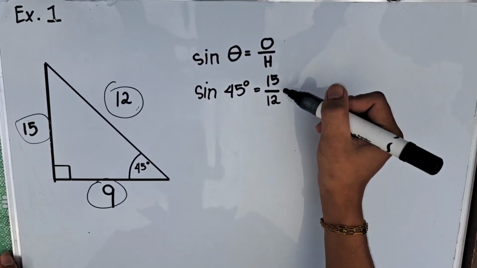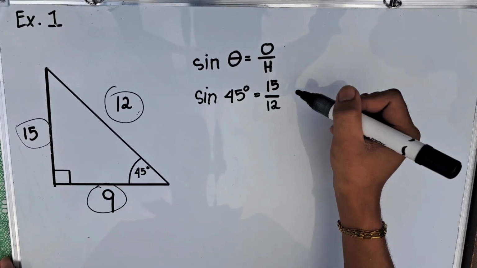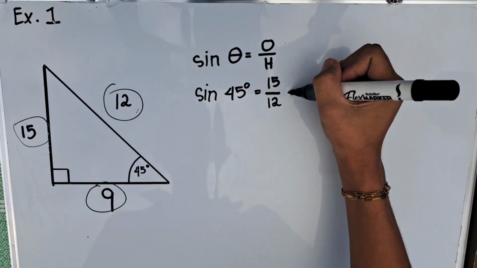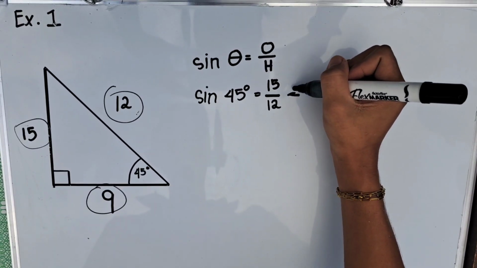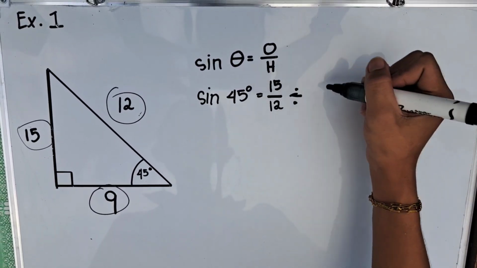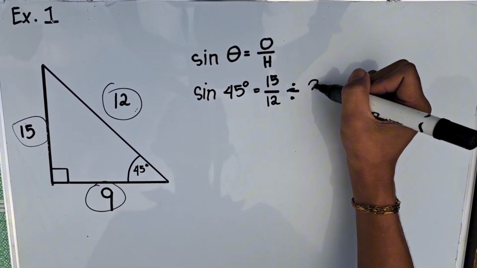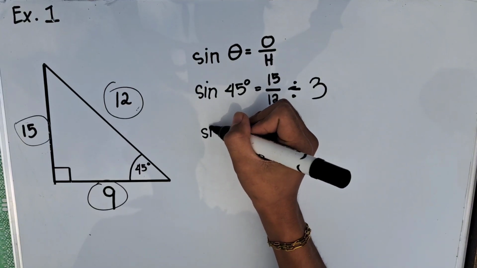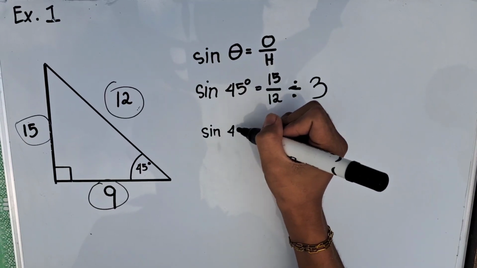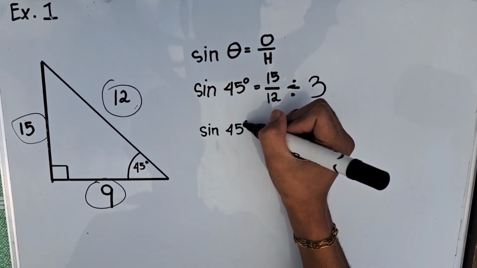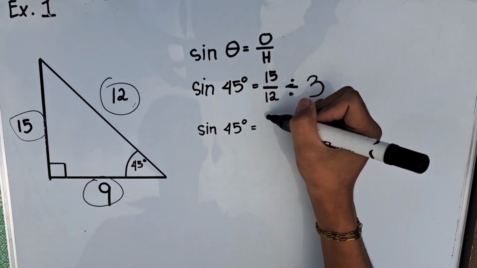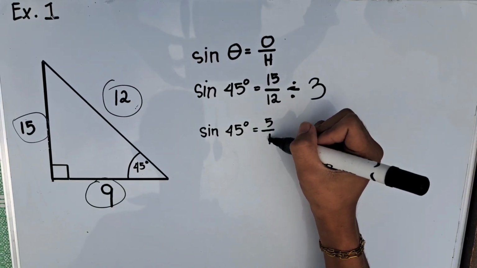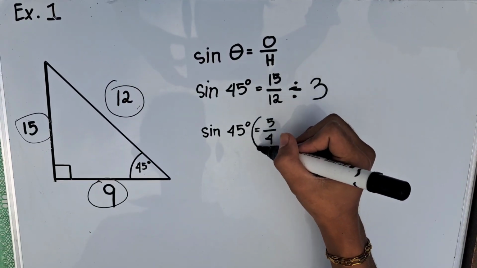This is not the final answer yet, because we can reduce it to the lowest terms. So we find a number that is divisible by both numbers, which is 3. So sine 45 degrees is equal to 5 over 4, and this is our sine.